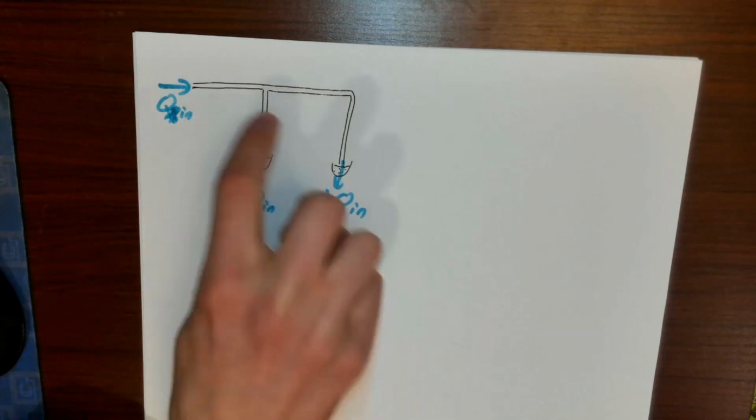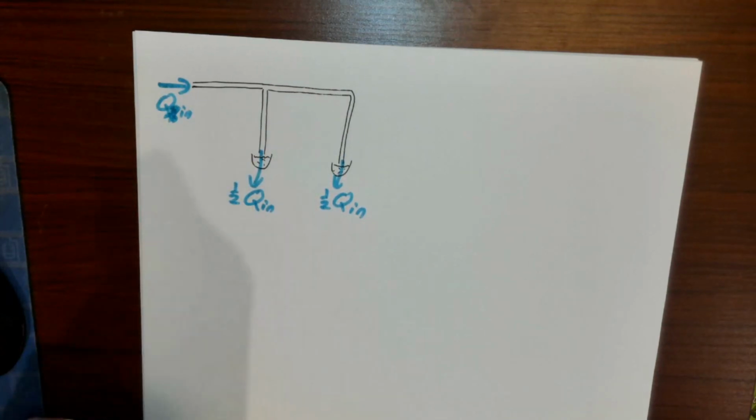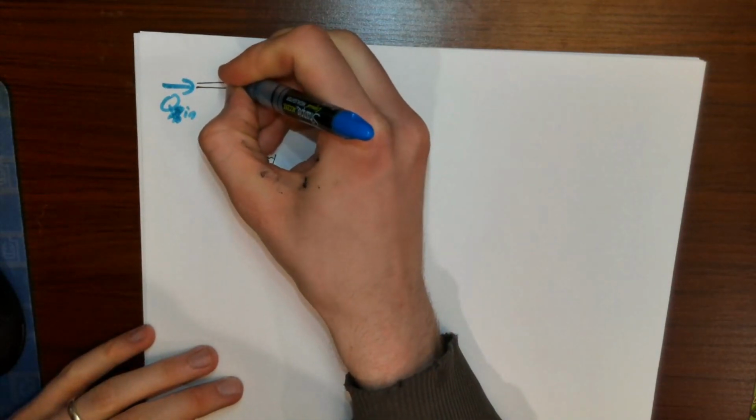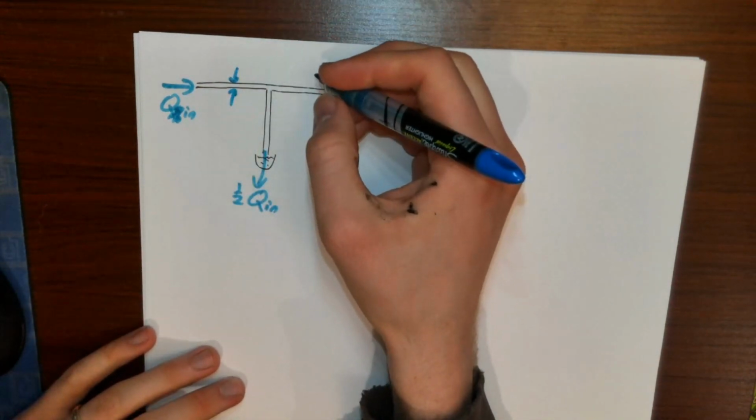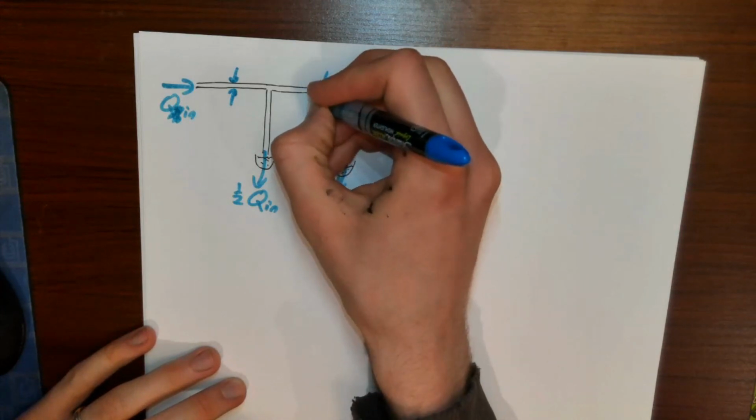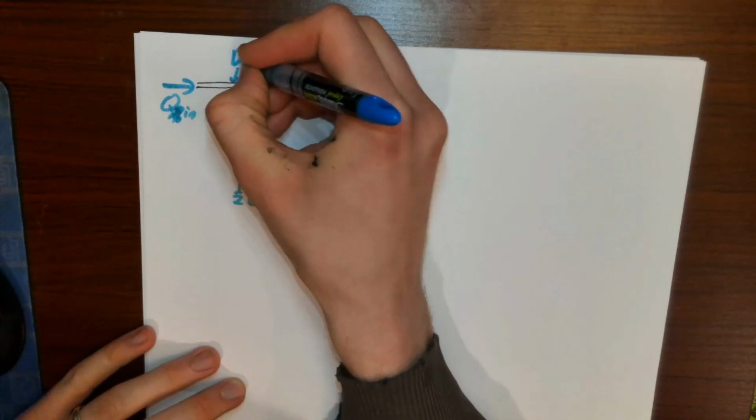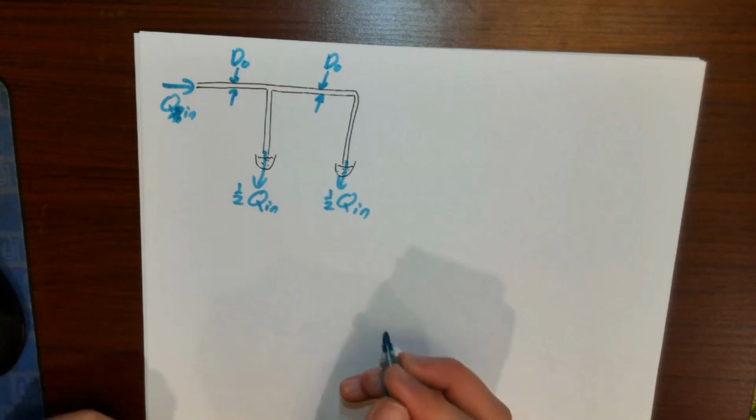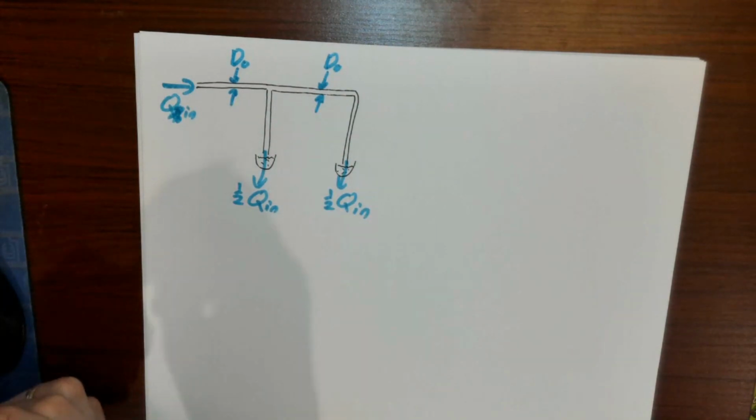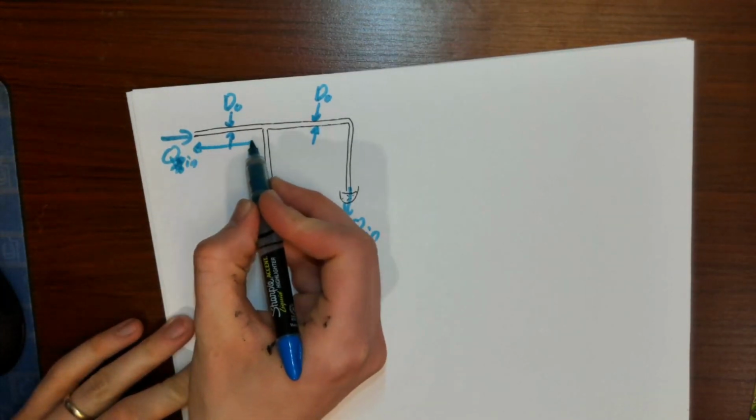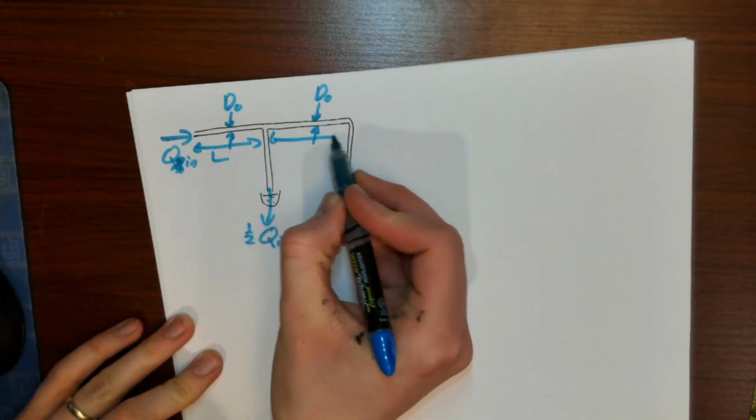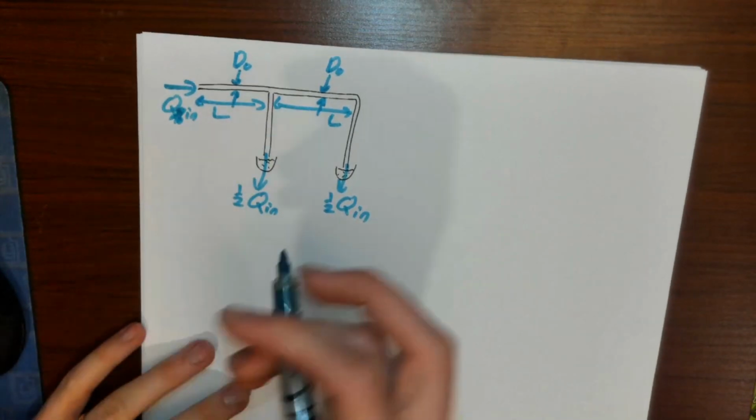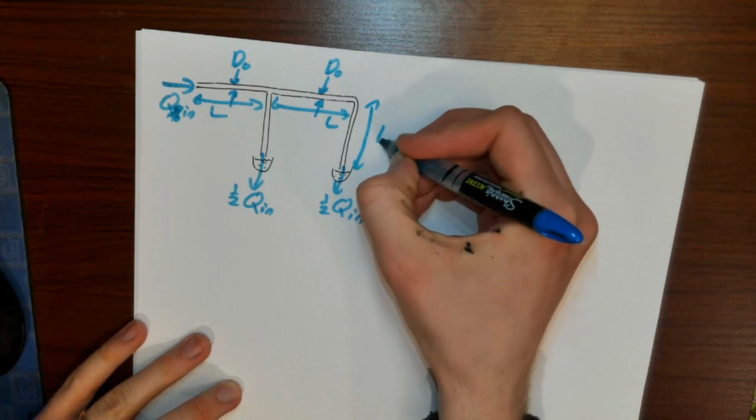So we can see that this essentially obeys conservation of mass here. And let's say I knew the diameter of these two parts of the tubing. So both of these tubes have some diameter d naught, and all of these segments have length L.